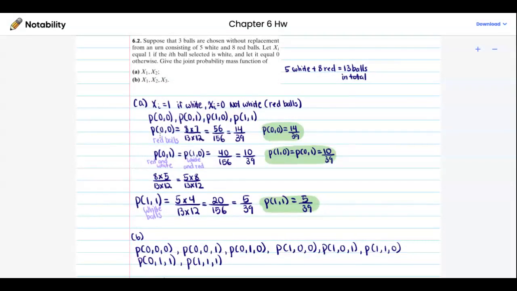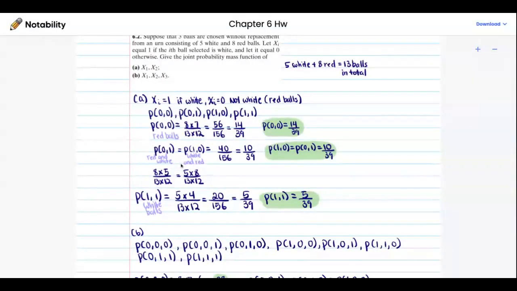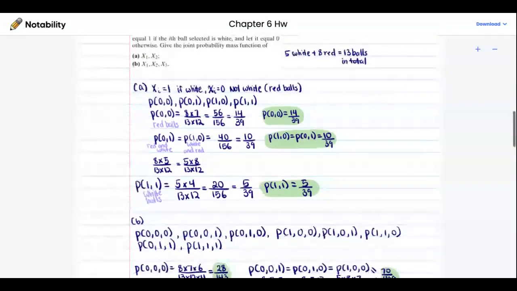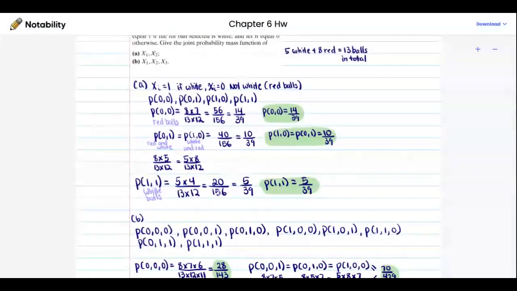For the first one, 0 and 0, meaning two red balls, is 8 times 7 over 13 times 12, which gives us 14 over 39. The second one, the probability that we have red and white, which is also equal to the probability of white and red, is 40 over 156, which is 10 over 39. And the last one, white and white, 1 and 1, is 5 times 4 over 13 times 12, which simplifies to 5 over 39.